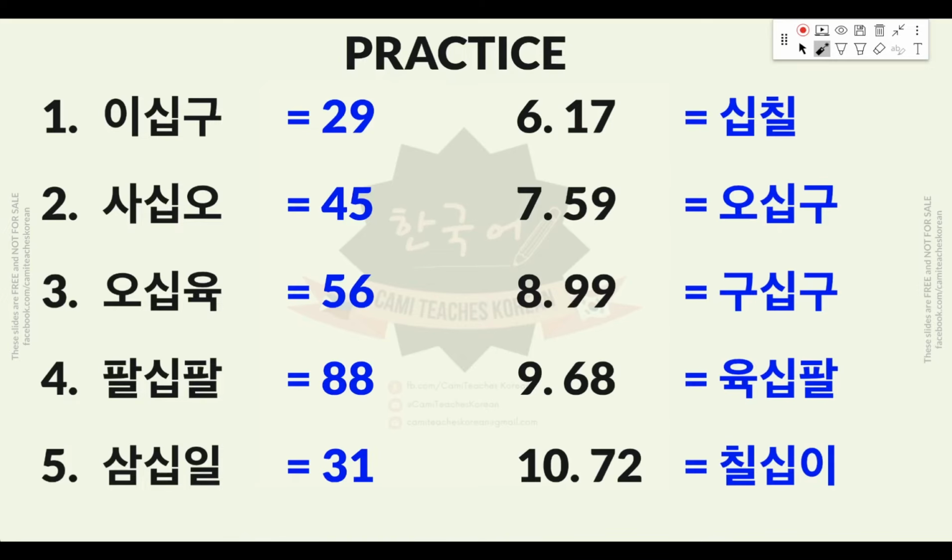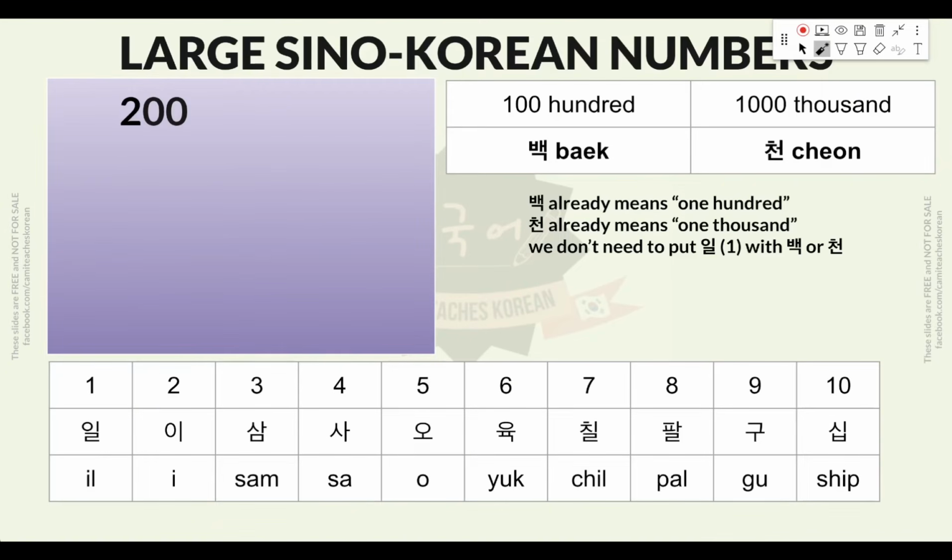So, share in the comments, how many did you get right po? So, from numbers 1 to 10, hopefully, naka 10 out of 10 po tayo. So, for this practice round, hopefully, nagigets nyo na po kung paano mag-combine ng Sino-Korean numbers, at least for the tens digit. So, when we move on to the larger Sino-Korean numbers, we have the 100 and 1,000 na word.